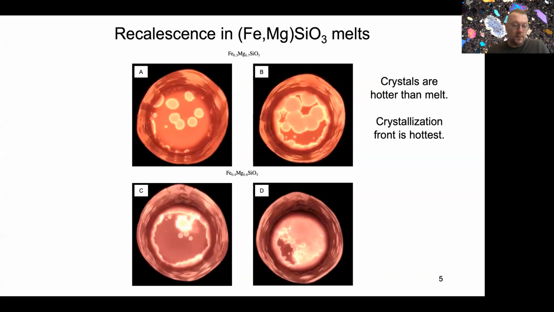So here are some stills from those experiments. Again, just taking lava out of the furnace, putting it on a plate, letting it cool. The key things to note, the crystallization front is hottest, that is the edge of the growing clump of crystals, but the crystals themselves, once they've grown, are still warmer than the melt that they grew from. Pretty cool.